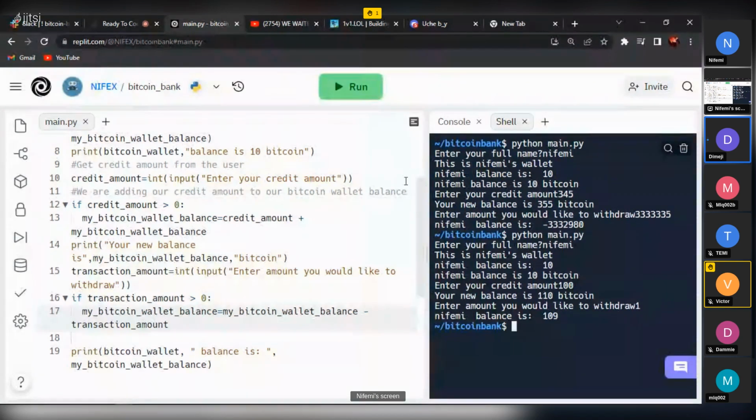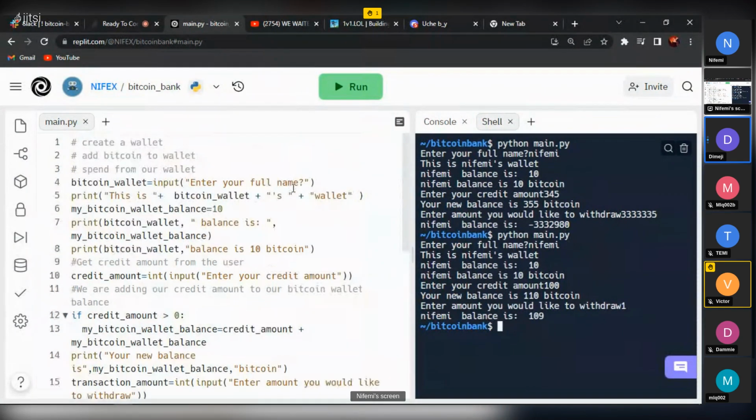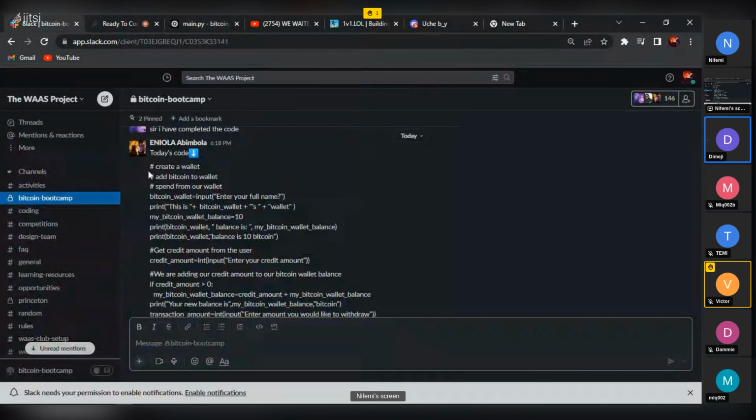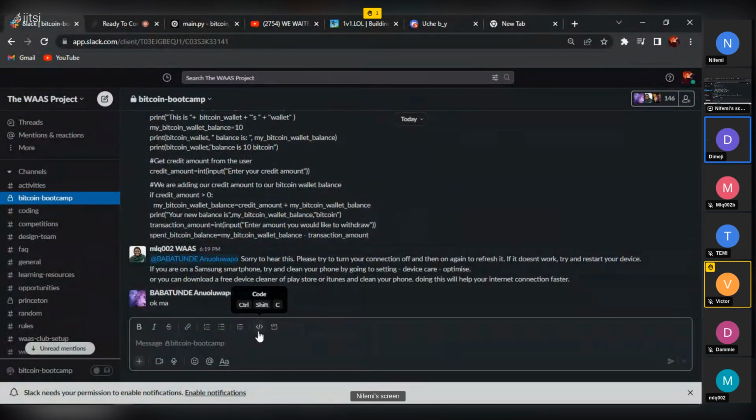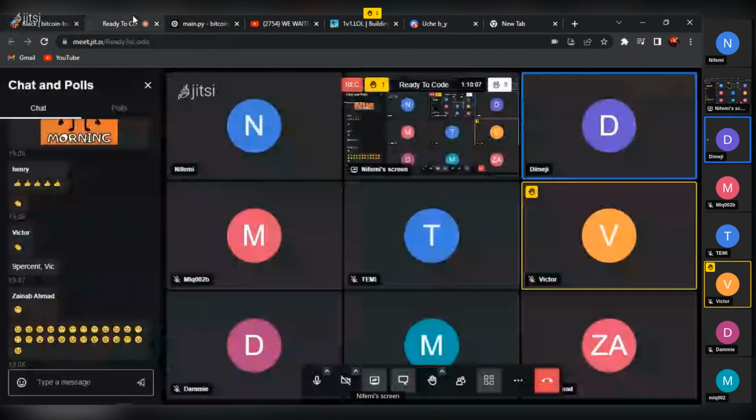And try to format it. So let me show you how to format. Do you have Slack on your laptop right now? Copy it. Let me show you how to format. And that applies to everybody. So copy the code.